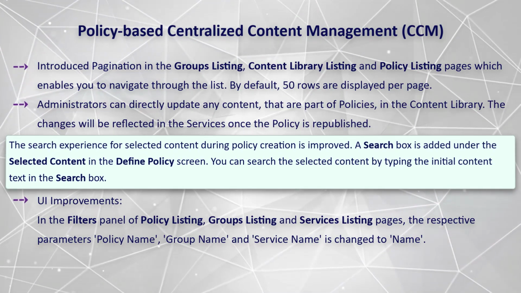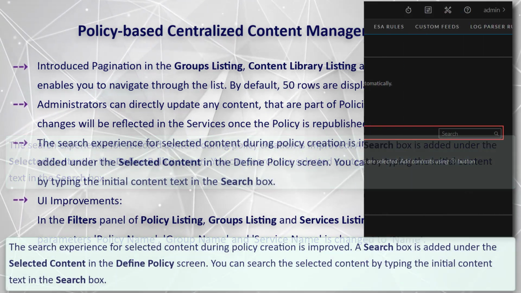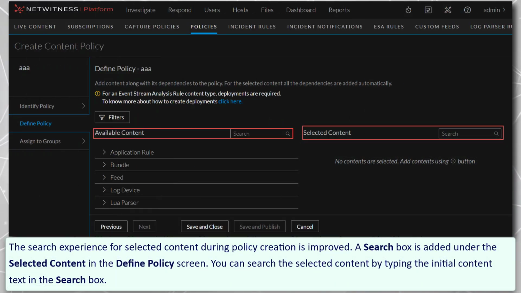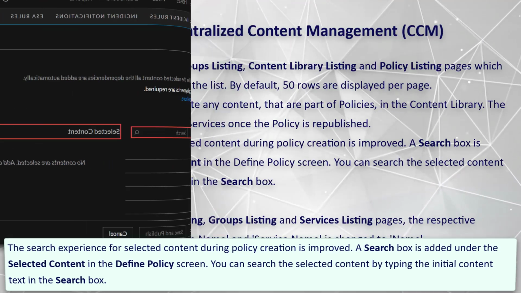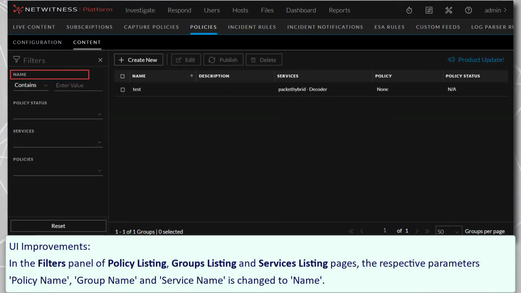The search experience for selected content during policy creation is improved. A search box is added under the selected content in the Define Policy screen. You can search the selected content by typing the initial content text in the search box. UI improvements. In the Filters panel of Policy Listing, Groups Listing and Services Listing pages, the respective parameters policy name, group name and service name are changed to name.